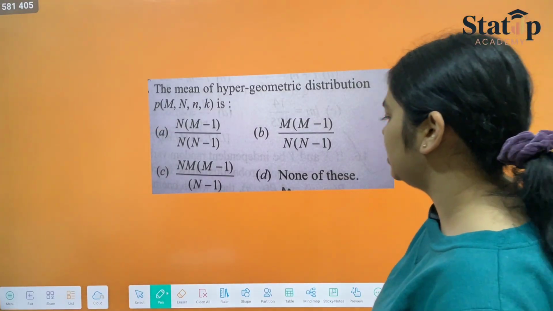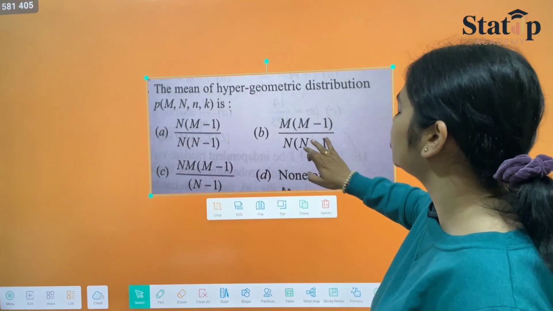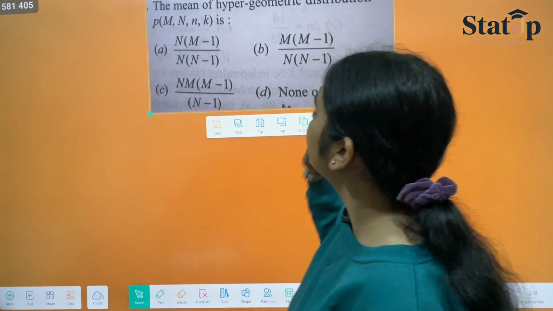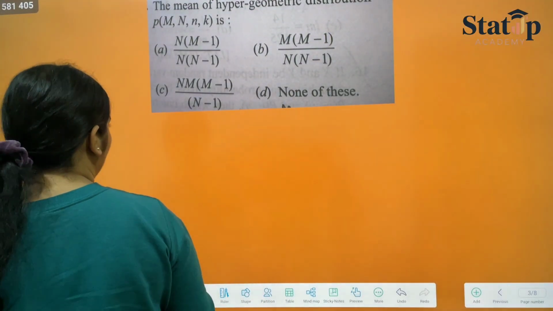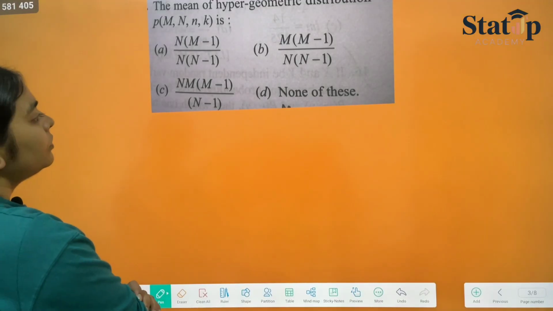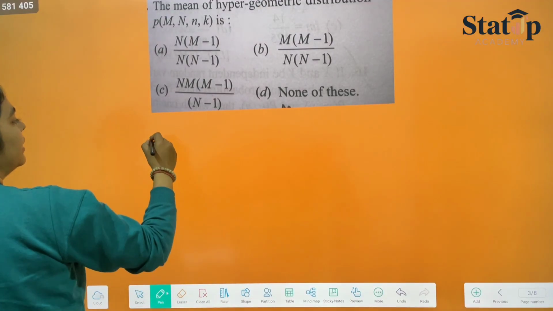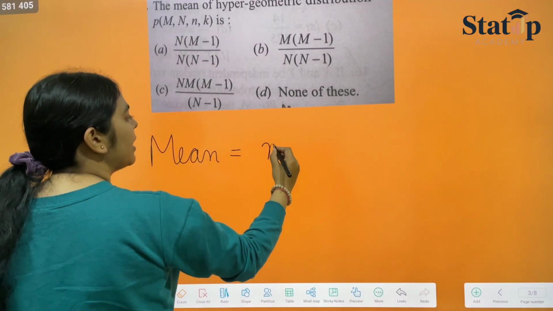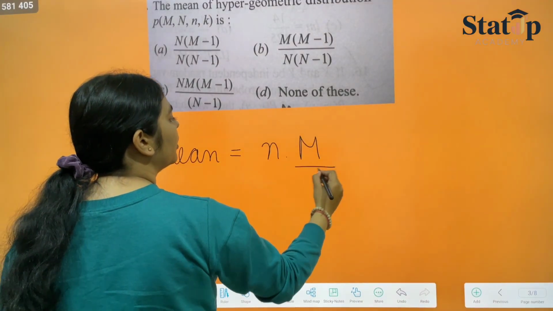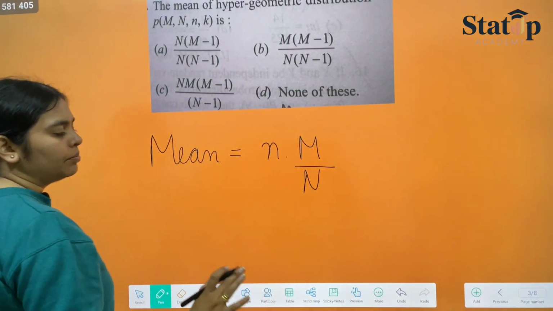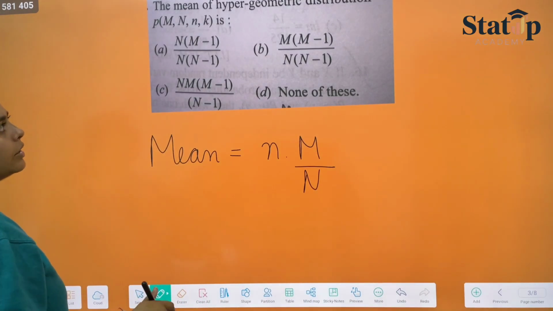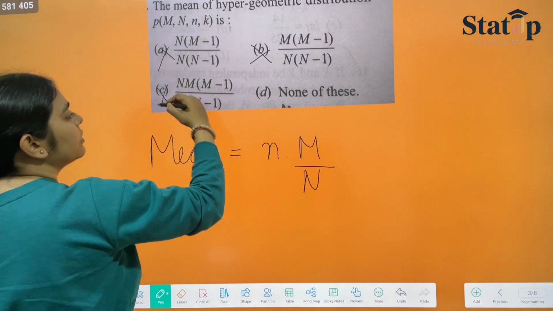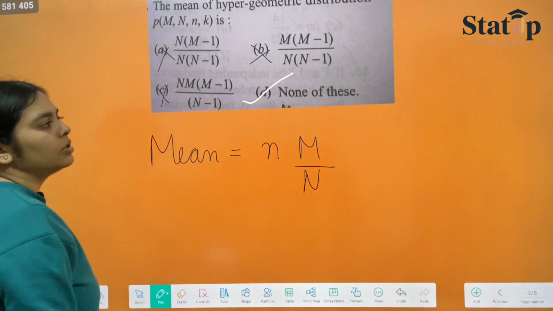Moving forward to another hypergeometric distribution question, where they have given us the mean of hypergeometric distribution and the parameters. Now, in here, we know that the mean of any hypergeometric distribution will be n into m upon N. It is as simple as this, nothing more complicated. So none of them satisfies the answer, and hence our answer will be option D, which is none of these.